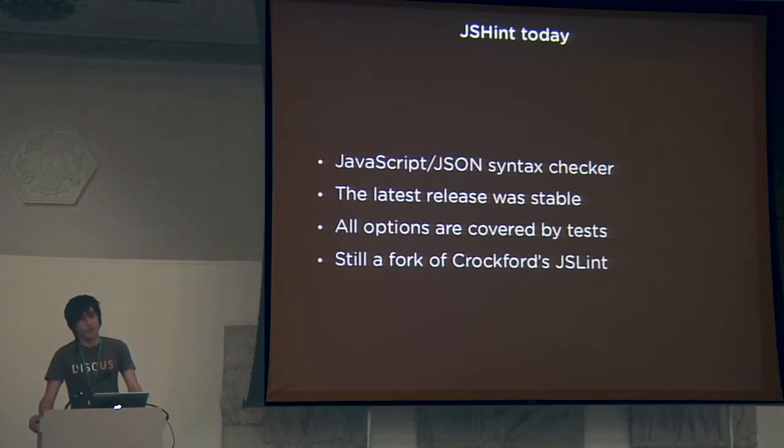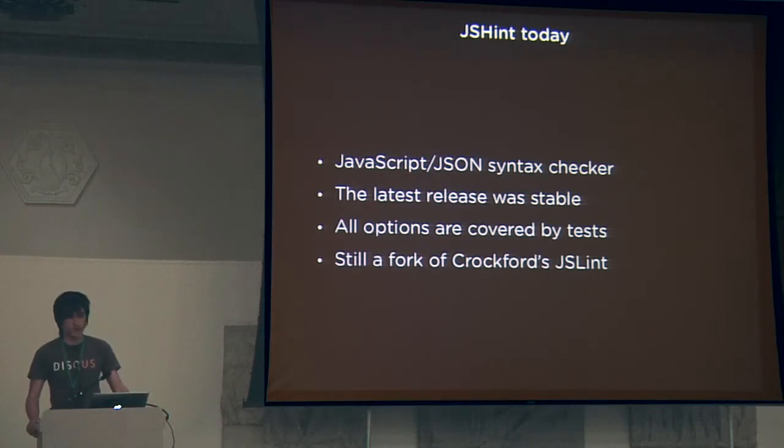The latest release that I made during the jQuery conference is now a stable release. All the options are fully tested, covered by tests. But unfortunately, it's still a fork of Crockford's JSLint, which means, first of all, A, it uses a Pratt parser to parse the source tree. B, it uses one-letter variables everywhere, like everywhere. And it's very frustrating to maintain that code base.